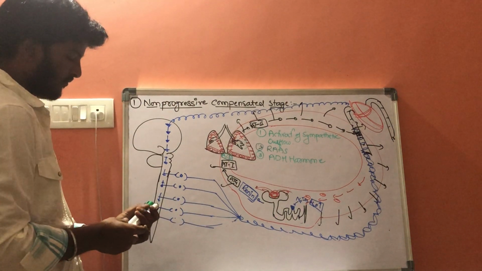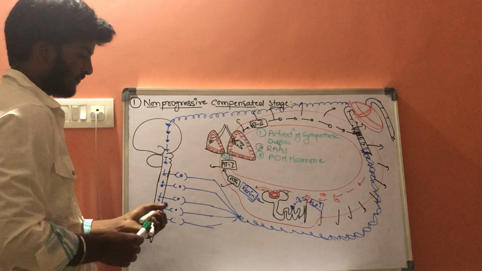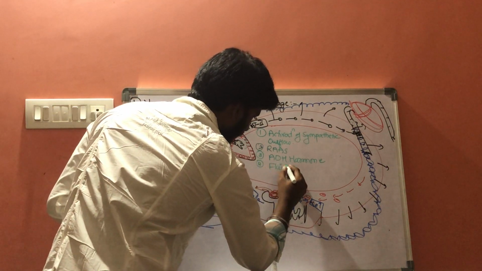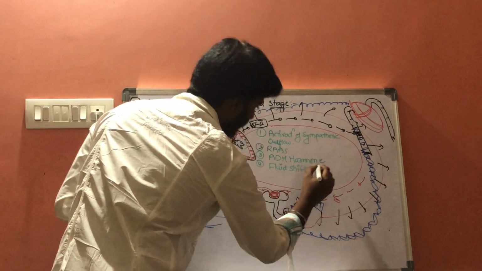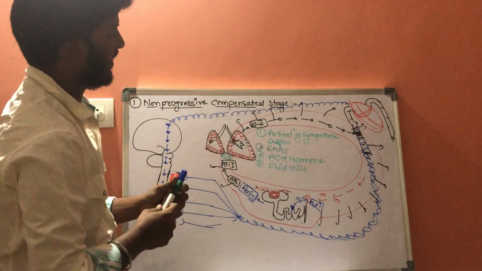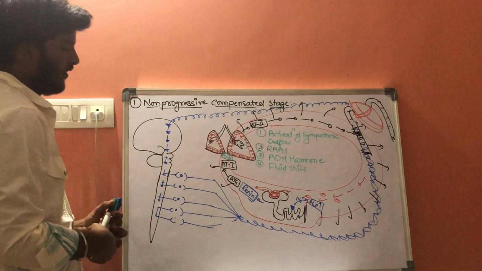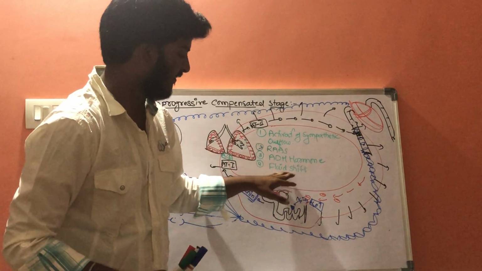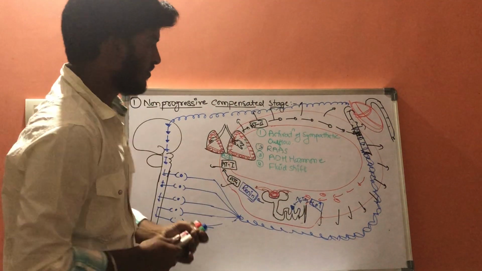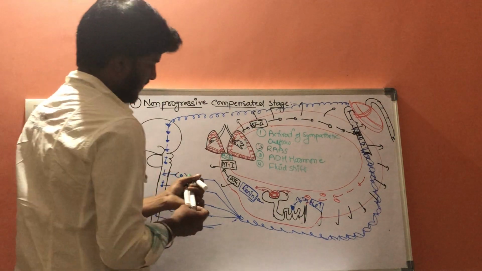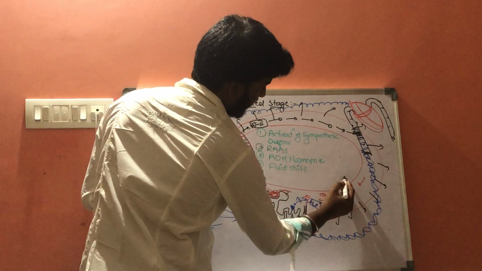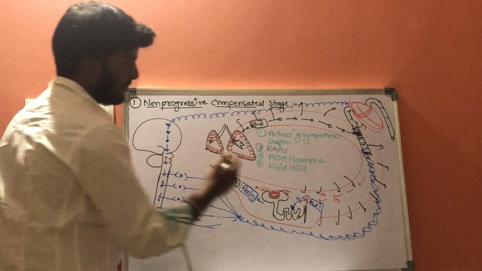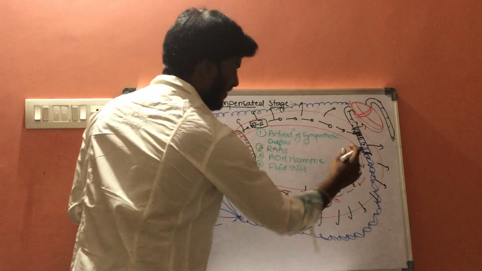Now, the fourth type is the fluid shift mechanism. What does fluid shift mechanism mean? Whatever fluid is present in the interstitial space will be moved into the vascular compartment.